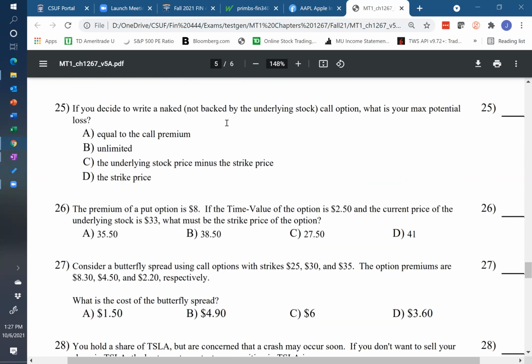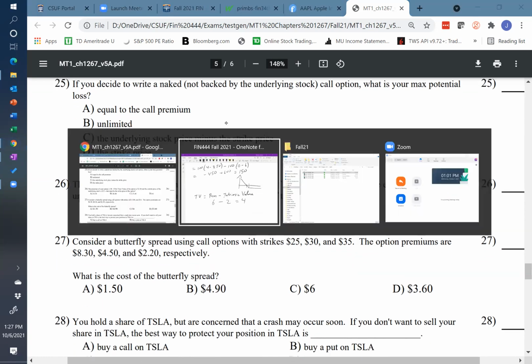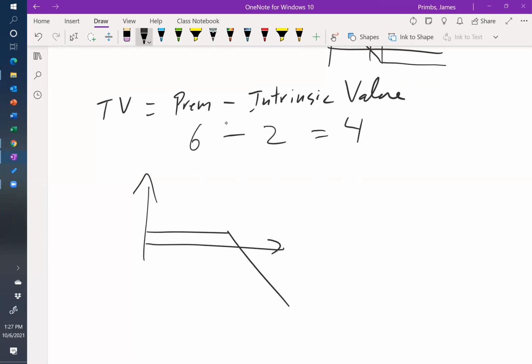If you decide to write a naked call option, what is your max potential loss of writing a call option? Unlimited.